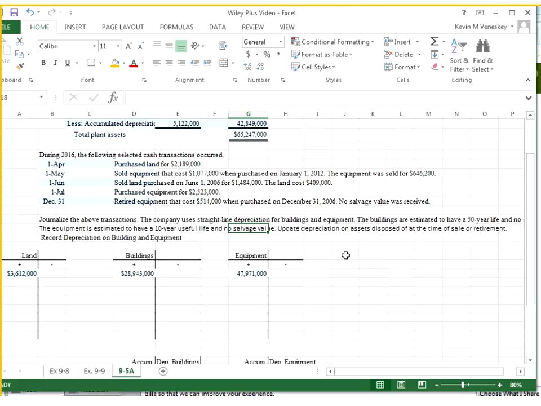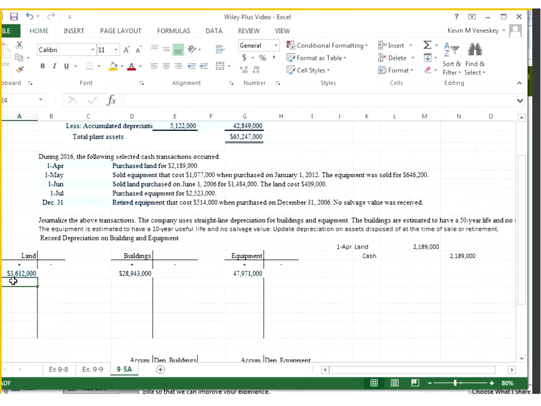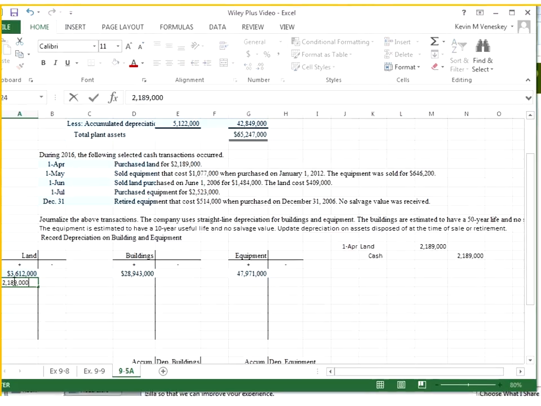All right, so for our first entry, we purchased land for $2,189,000. So the debit question here, what did I get on April 1? I got land, and the land cost me $2,189,000, and I got it via cash. And I'll make that a little bigger. That one's very easy so far. So I can just update my land T account.